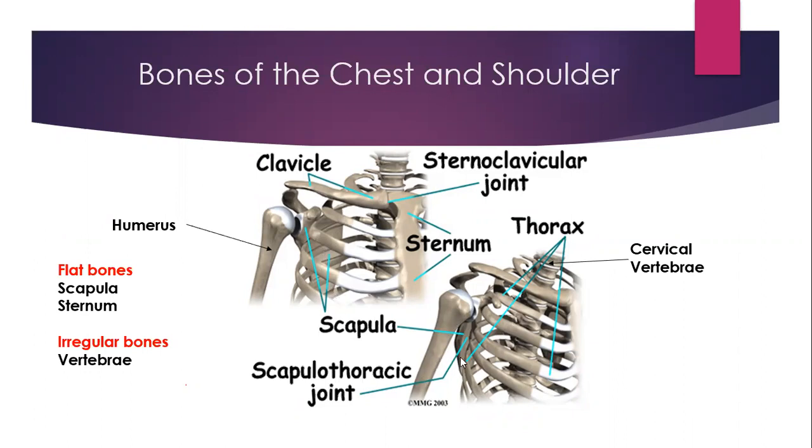Then you've got your scapulothoracic joint. So your clavicle and your scapula both have joints to assist with movement. So this helps the clavicle to meet the sternum.